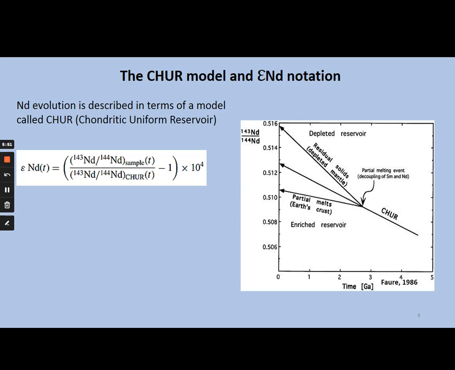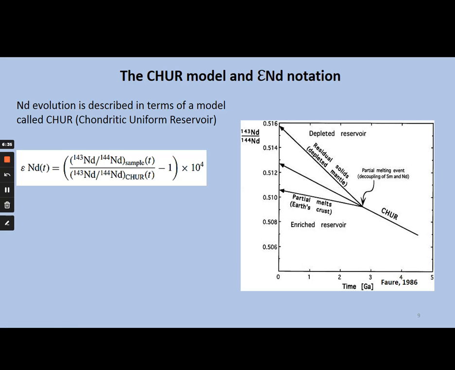The neodymium evolution is described in terms of a model called CHUR, which stands for Chondritic Uniform Reservoir. A general assumption about the Earth is that the crust has been created from the mantle by magmatism. The CHUR model assumes that terrestrial neodymium has evolved from a uniform reservoir with a samarium-neodymium ratio equal to that of the chondritic meteorites. So that reservoir represents the bulk Earth prior to fractionation into core, mantle, and crust, postulated here to have occurred about 3 billion years ago.